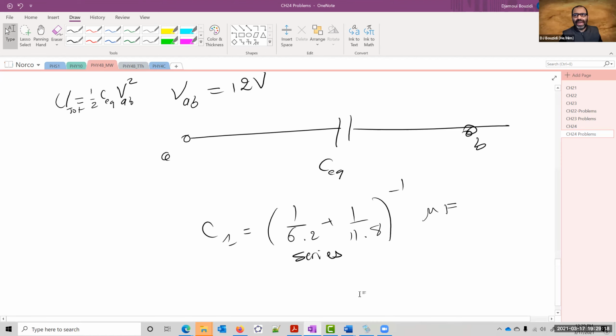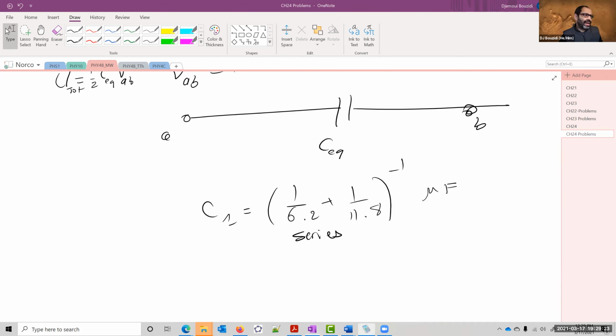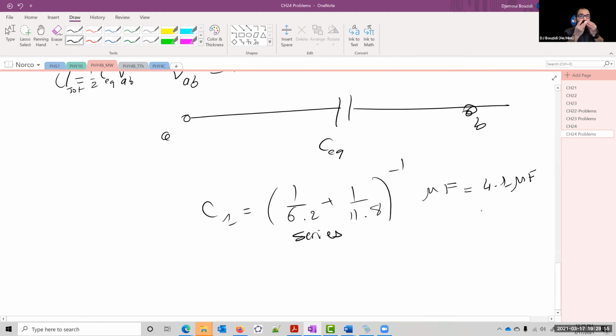So basically, if I plug this one on a calculator, obviously 6.2. Okay, first of all, you're going to write the fact that this whole thing is inverted. So it's 1 over 6.2 plus 1 over 11.8. Please verify my algebra in here, okay? It's very important. To the power -1. And the answer is 4.06 or 4.1 microfarad, okay? So that's the whole answer in here. That is the answer between just the inner 2.